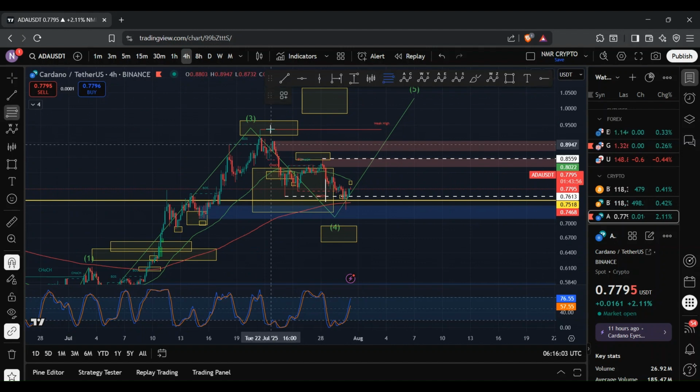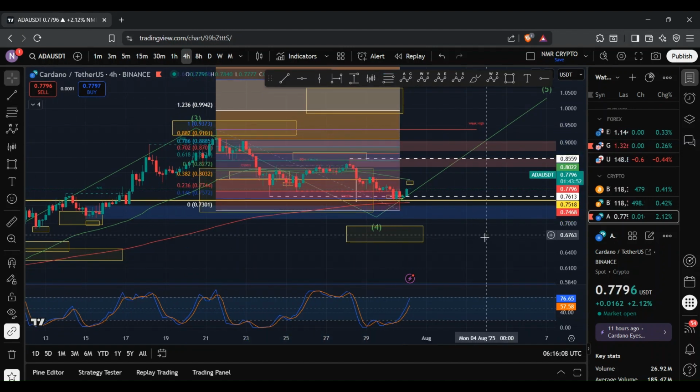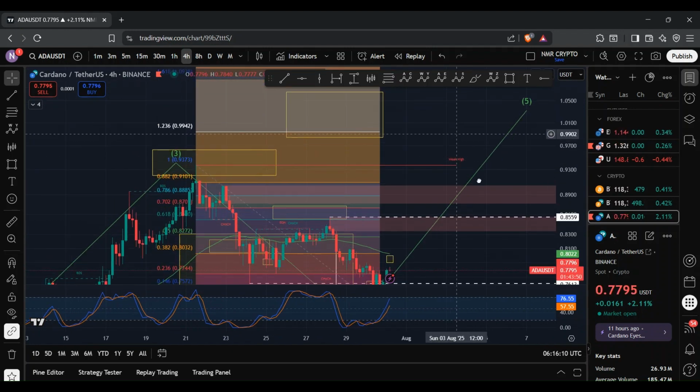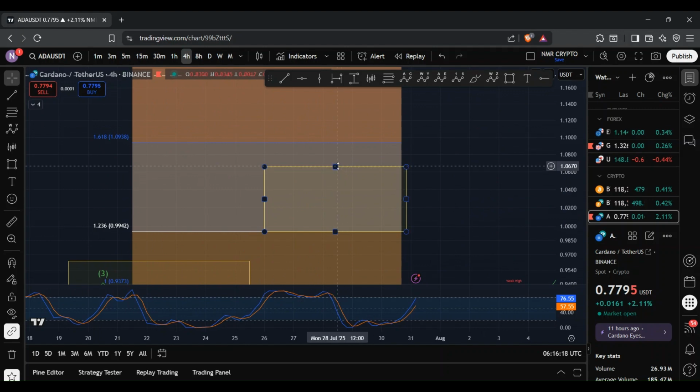And so if I bring in the fib tool and bring this to the local bottom at 73 cents, here what you can see is ADA has the potential to reach anywhere between 99.42 cents to $1.09.